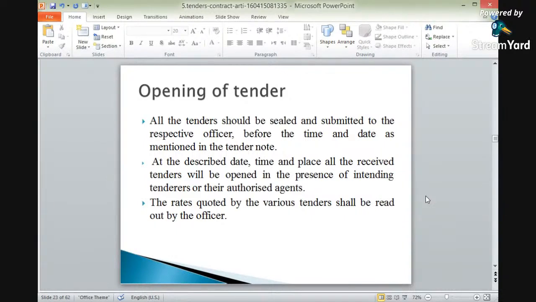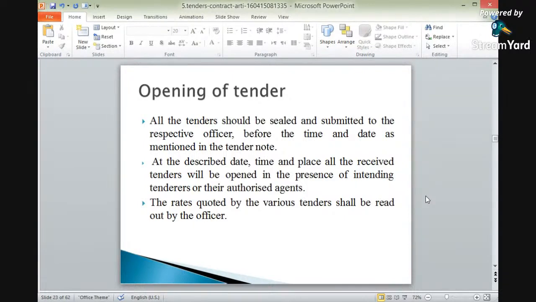The next point is that at the described date, time and place, all the received tenders will be opened in the presence of intending tenderers or their authorized agent. So it will be opened before the tenderers at the prescribed date, time, and place, which will also be mentioned.